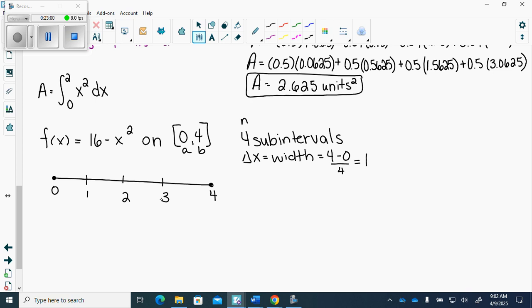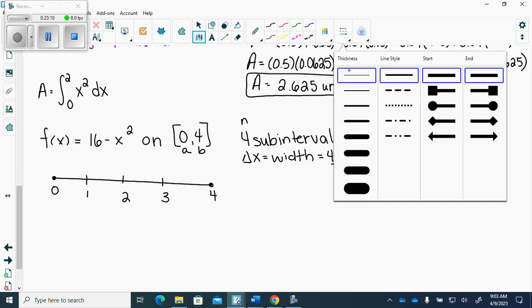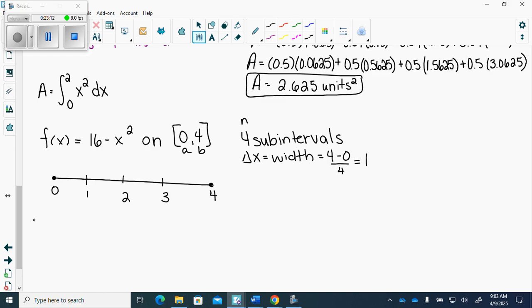Now the catch is figuring out which are the numbers you use for right and which are the numbers you use for left. So if I went to do left, my width would still be 1. That doesn't change. But what would I use for left? 0, 1, 2, and 3. That would be my lefts, right? F of 0, F of 1, F of 2, F of 3. Because those are the ones on the left. Correct? And I would get 4 rectangles that way.